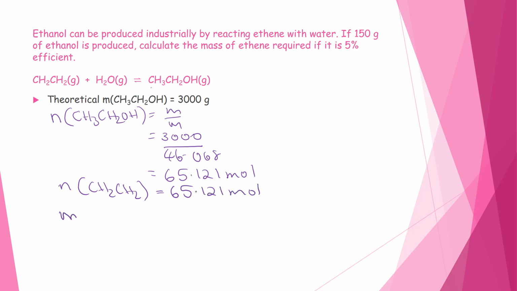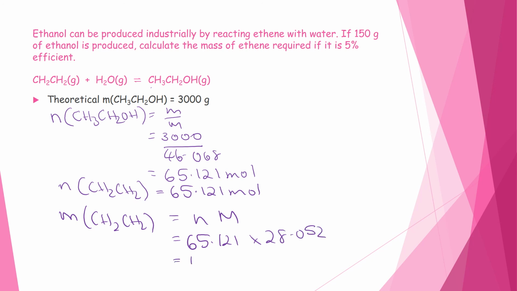And therefore the mass of the ethene will equal number of moles times formula mass, which is 65.121 times 28.052. And this comes out to 1827 grams. Now our question was in 3 significant figures. So this will come out to 1.83 times 10 to the 3 grams.